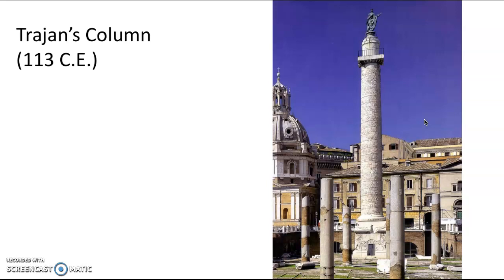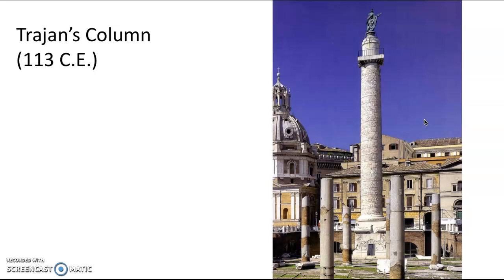Colossal columns were also another common way to commemorate a military victory. Trajan's column is one of the most impressive. Trajan, if you'll recall, is the second of the 5 good emperors. This column commemorates his victory over the Dacians, who lived along the Danube River in modern-day Romania. The 30-meter tall column consists of marble drums stacked on top of one another. Inside is a spiral staircase that leads to the viewing platform.